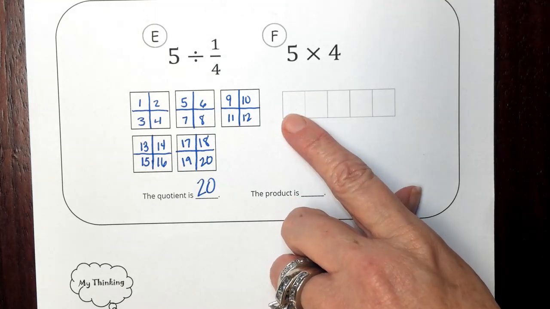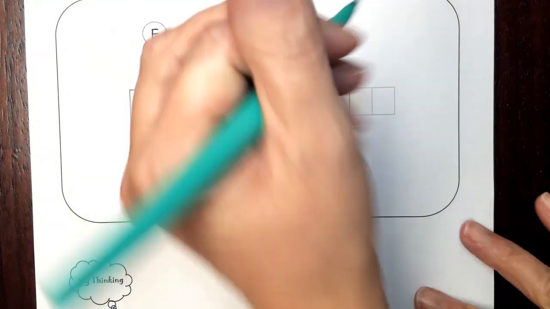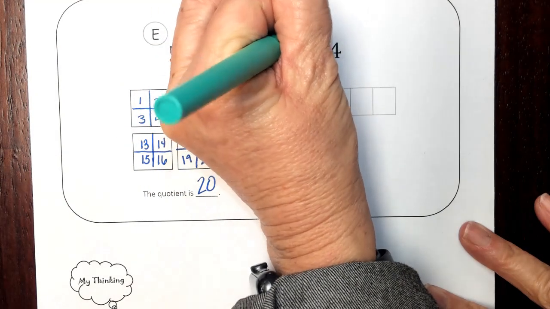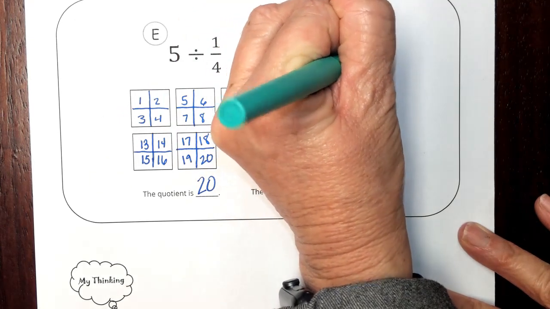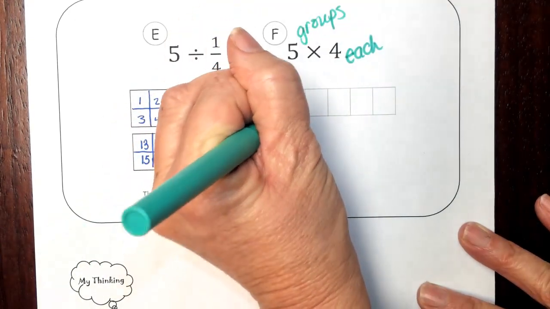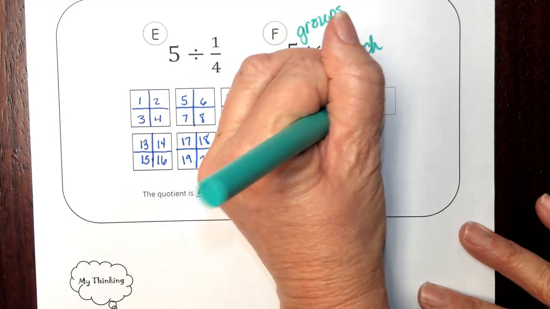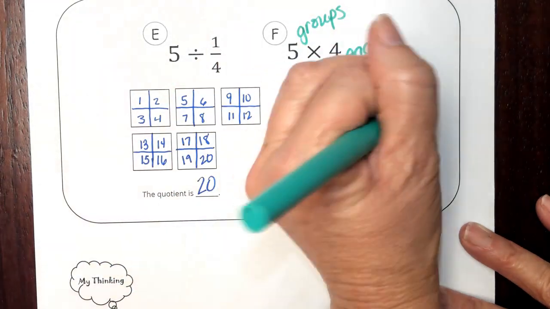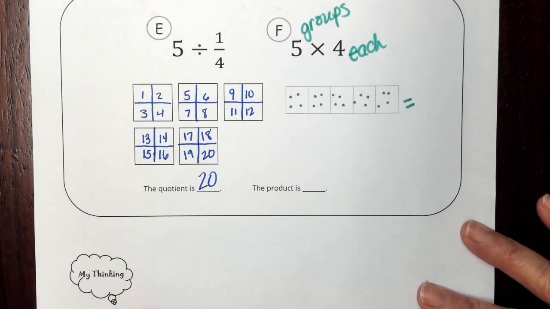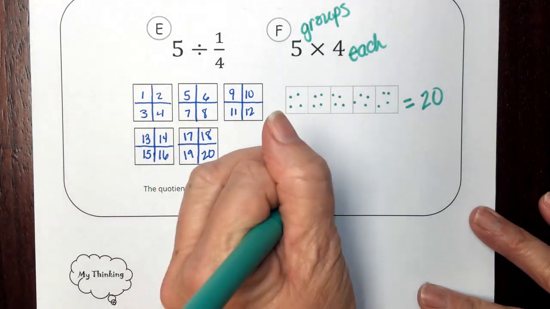Okay, so how many would I put in the first group? 4, because this represents 5 groups of 4 each. 1, 2, 3, 4. 1, 2, 3, 4. 1, 2, 3, 4. 1, 2, 3, 4. 1, 2, 3, 4. How many total are there? 20. So the product is 20.